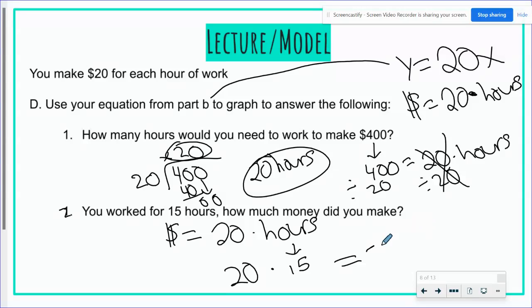2 times 15 is 30, and then add the 0, which would be $300. So if you worked for 20 hours, you would make $300. And again, we're multiplying here because we know the hours and we want the money. And in number one, we divided because we knew the money and wanted the hours. So we had to work backwards. All right, and that wraps up that first situation. Now let's go to the next situation.